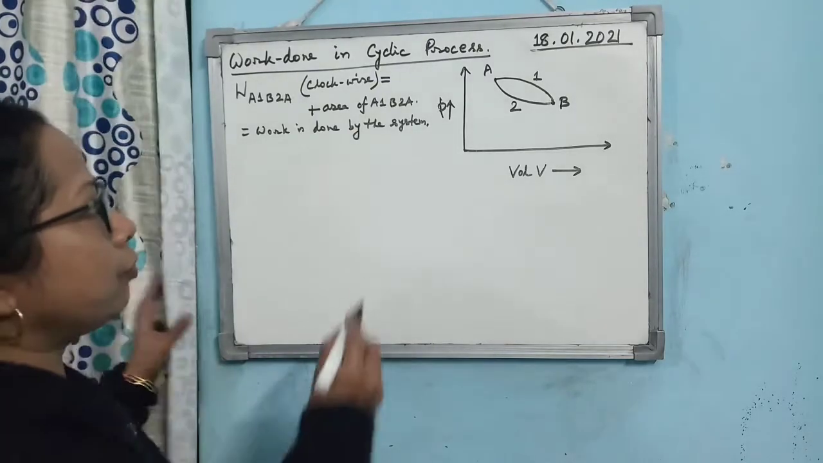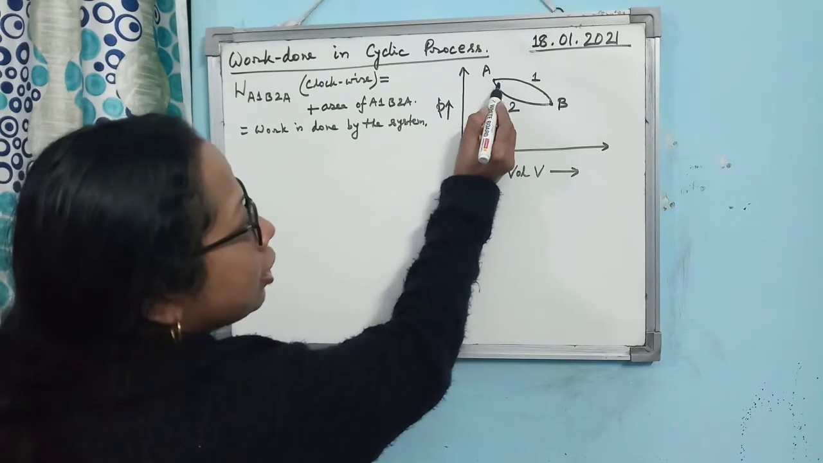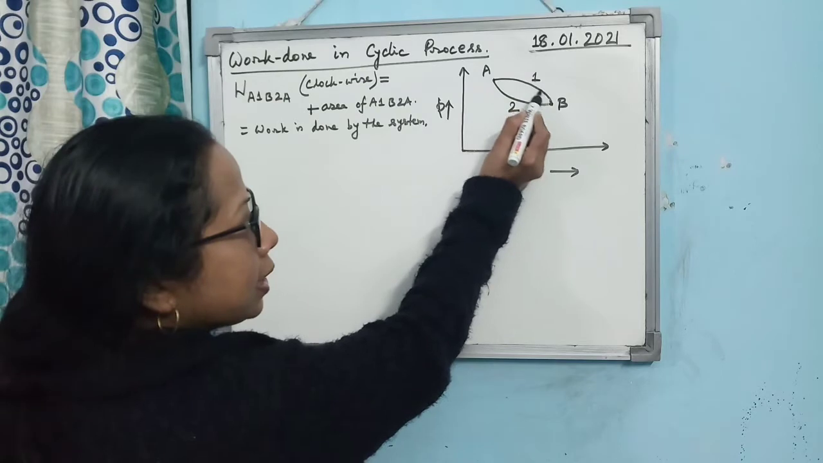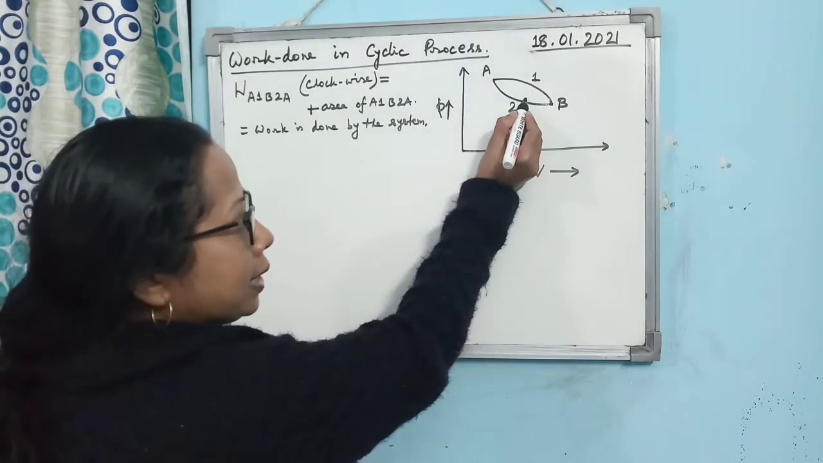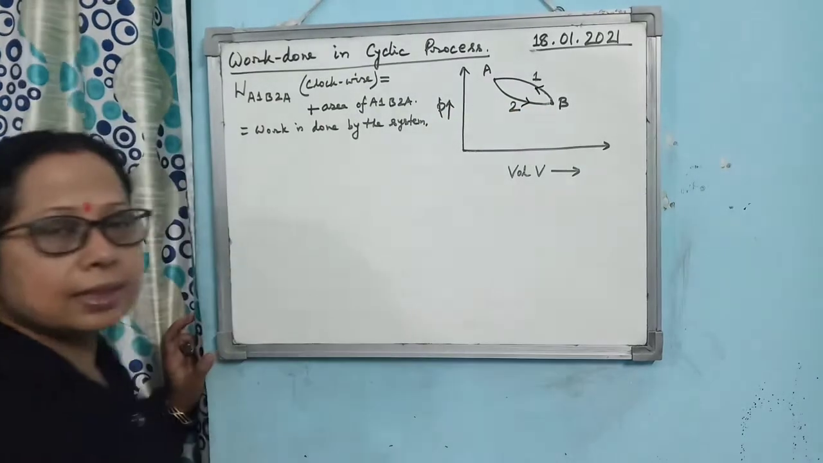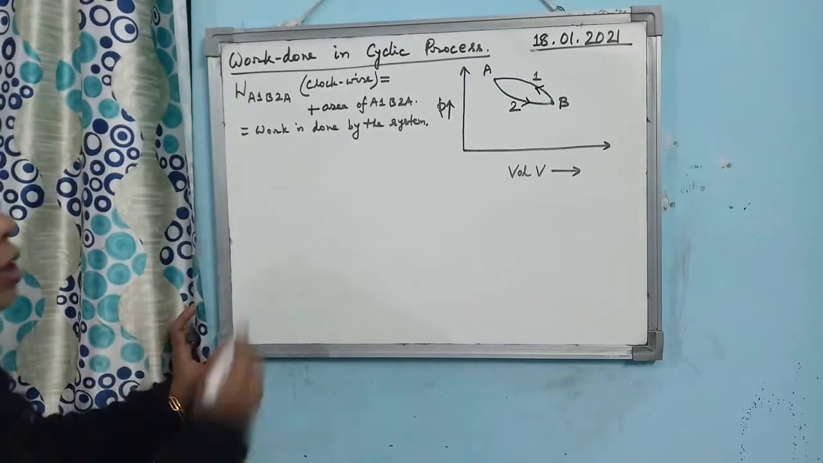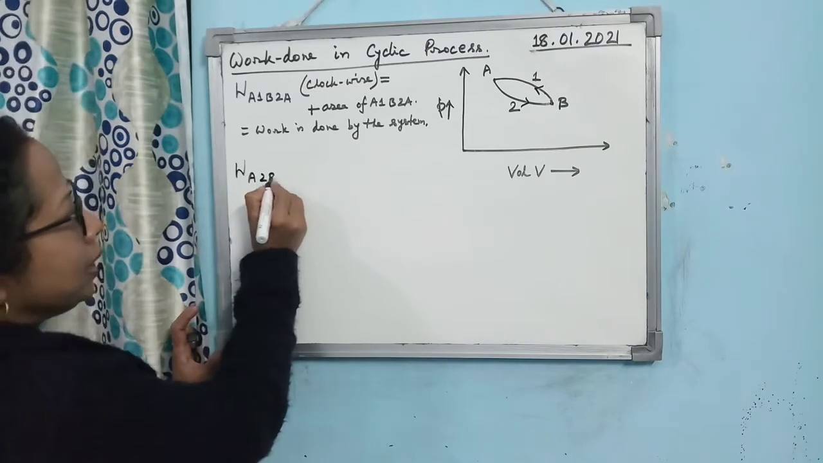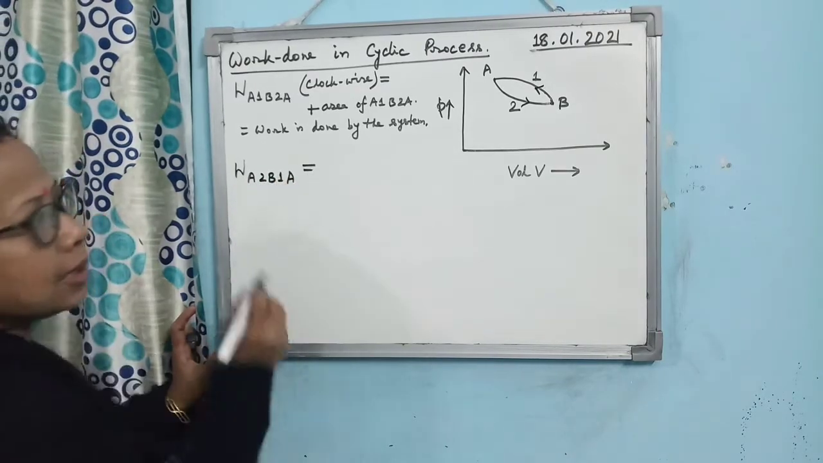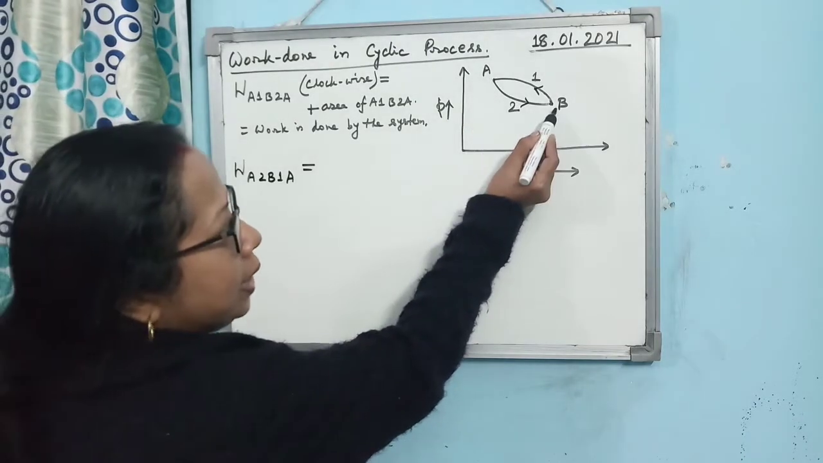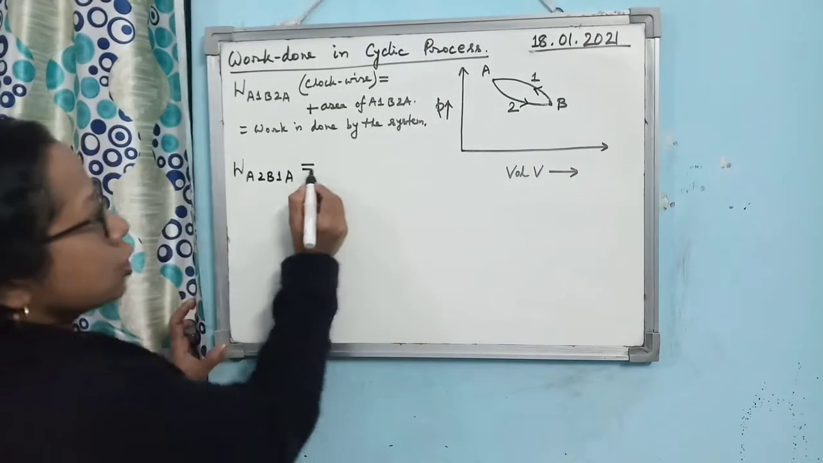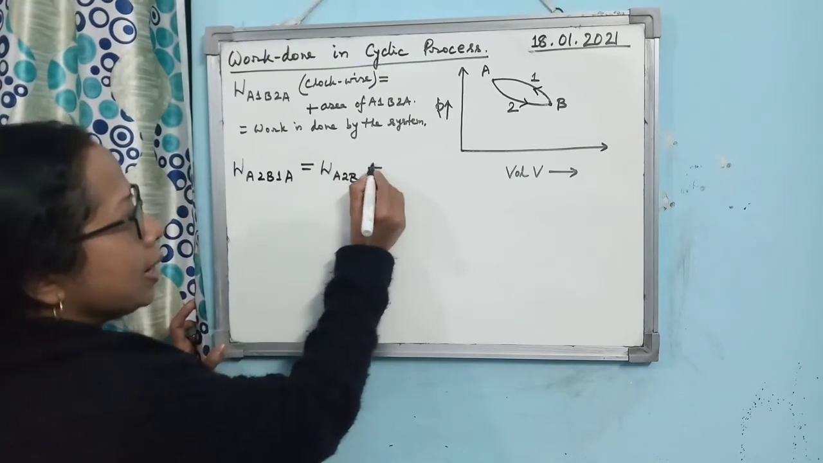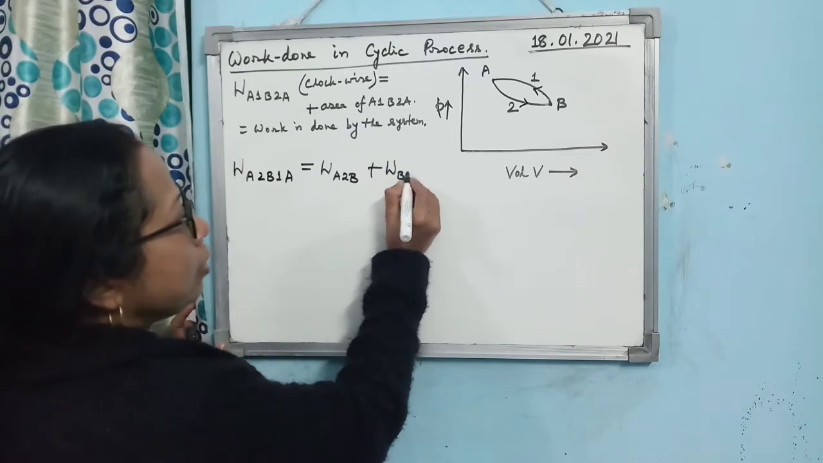Alright, now we will do this. Suppose instead of taking it from A1B to A, means instead of taking it in the clockwise direction, you are taking the cyclic process in the anti-clockwise direction. So you are taking it from A to B, and then from B1A. Is that clear? So you can break that entire work done into two parts, A to B, and then B1A.